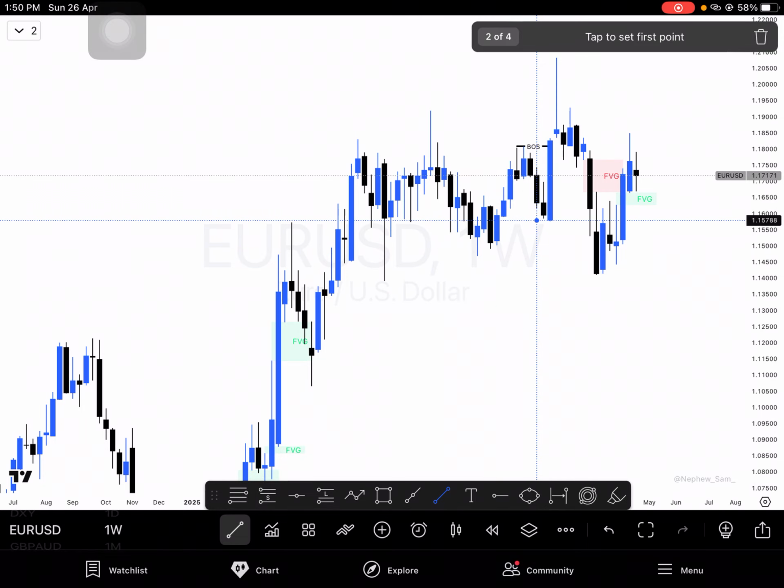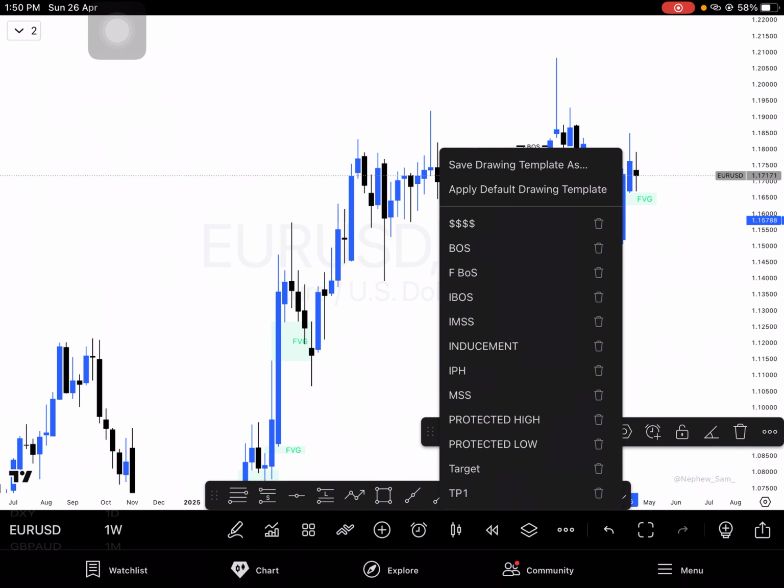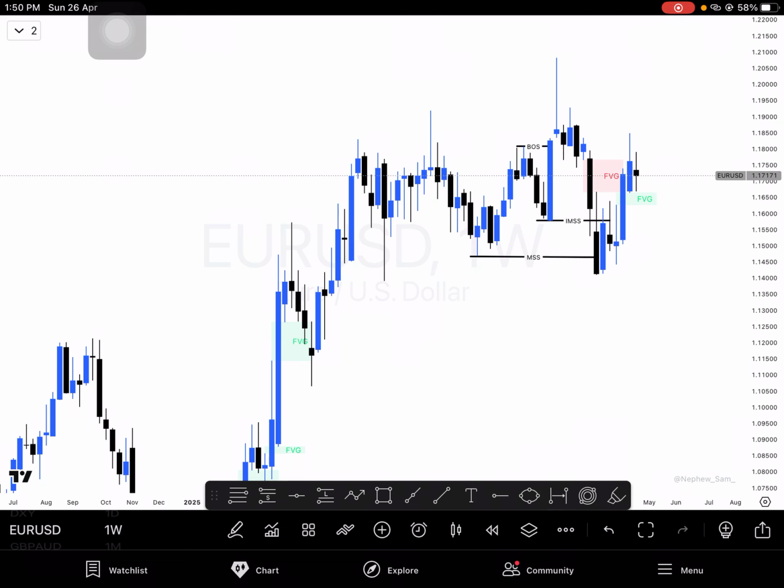But what did market do? Market went below this low, giving us a market shift, and even went below this low. If this should be the protected low, market even went below that, giving us a market structure shift. So this is an internal structure shift. So this is what market did, right? And leaving behind this other block here, this other block market left behind.